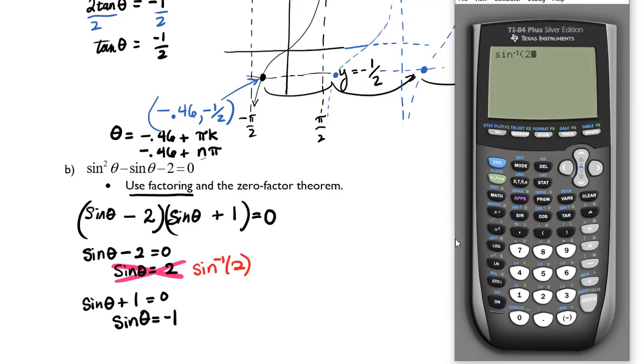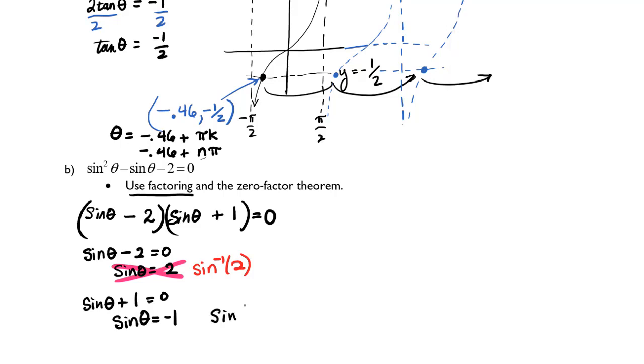Now this one's more reasonable. Sine of 3 pi over 2 will give me a negative 1 in the y direction on my unit circle. You could also have done theta is equal to sine inverse of negative 1. Hopefully you have your unit circle memorized so you know that it's just 3 pi over 2.